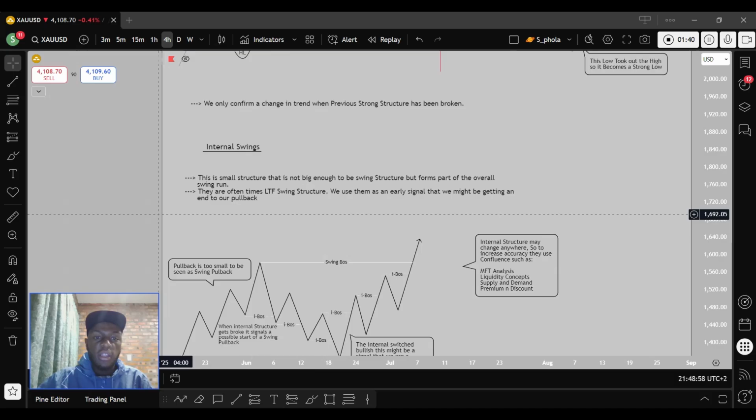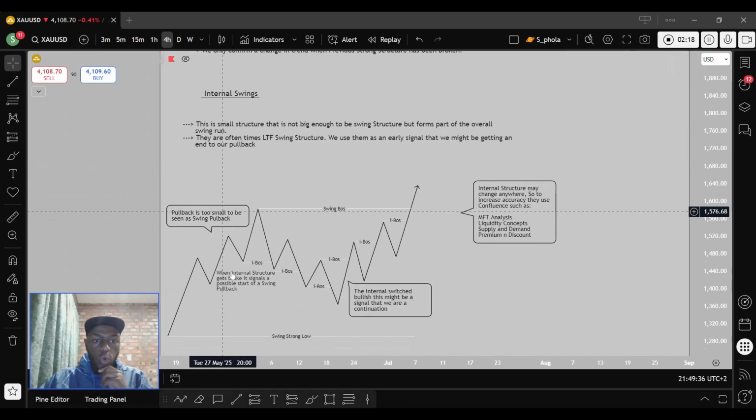They are oftentimes lower time frame swing structure. So basically, if you're in the daily time frame, those internal structures are oftentimes 4 hour time frame swing structures. We use them as an early signal that we might get an end to our pullback or to our continuation run. You understand? So cool. Let me show you what I mean by what I just said.